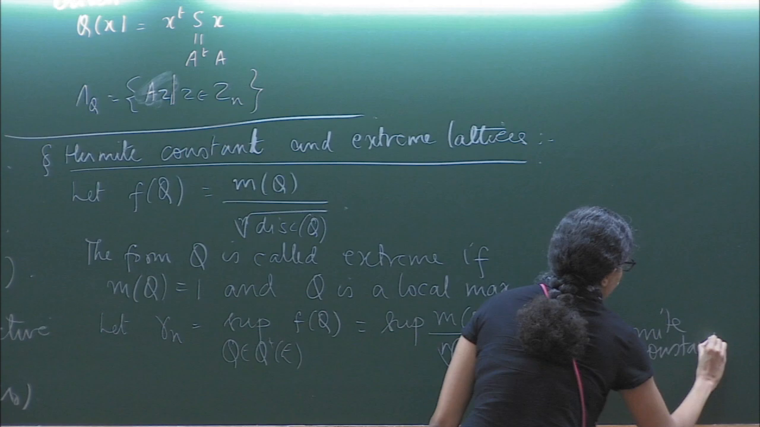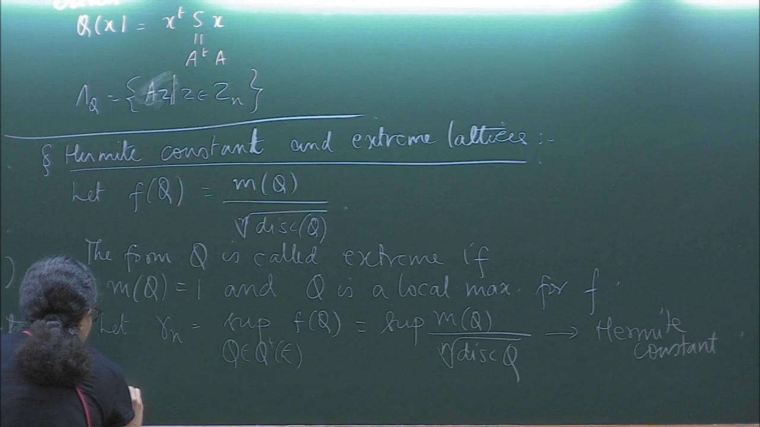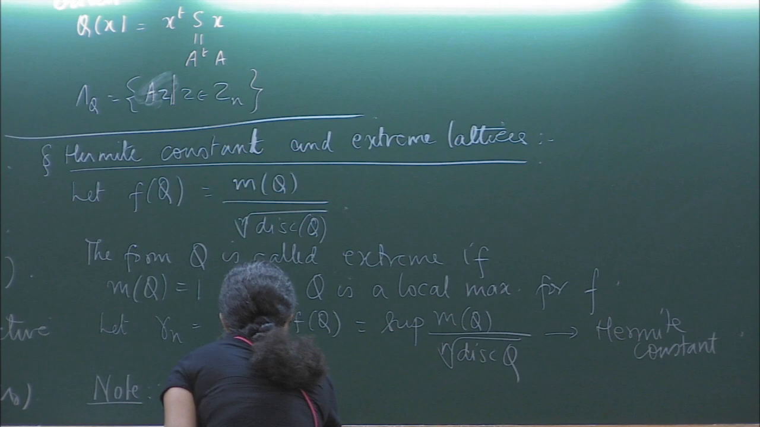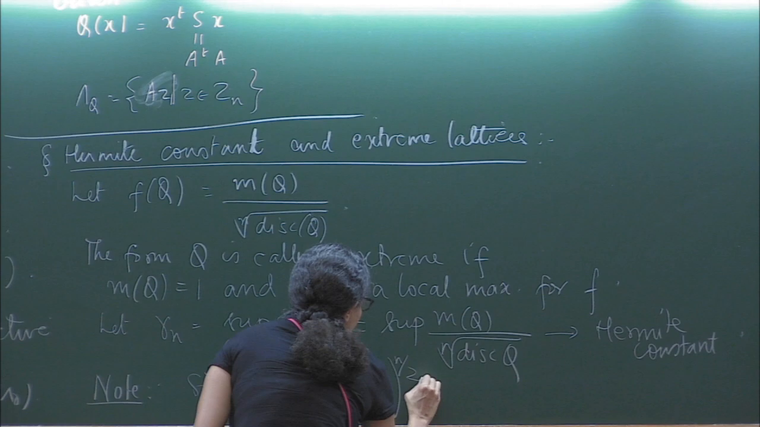And note delta star of Sn is omega n gamma n over 4, right? This is just writing it in terms of this formula.